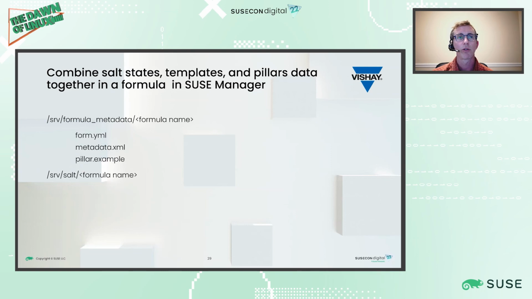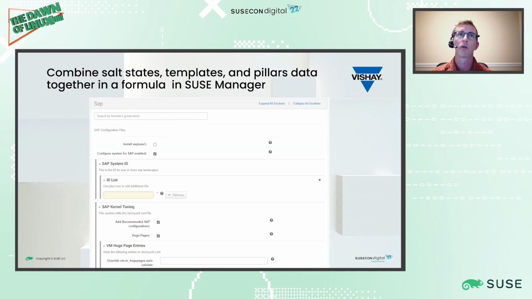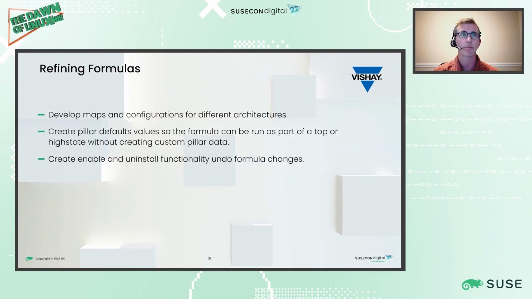The Salt scripts and templates themselves are stored in /srv/salt, with a matching formula name in there. An example of this is for our SAP clients. We have a formula set up where we can put a unique ID for the SAP database, as well as specific kernel tuning for that server. Then when we build that instance and run the highstate, it will incorporate these custom pillar data entries.